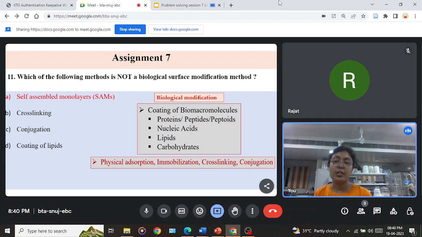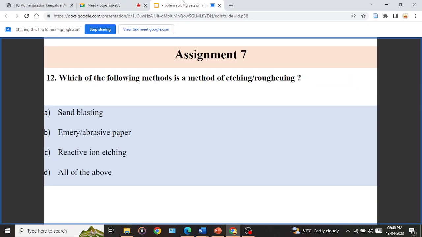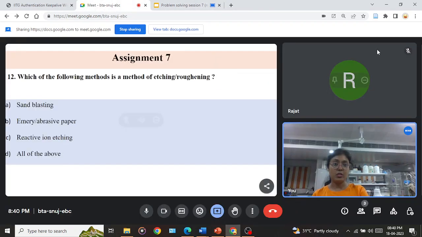right? All the three options B, C, and D, cross-linking, conjugation, and immobilization, are physical adsorption methods through which this biological modification takes place. Coating of biomacromolecules involving proteins, peptides, peptoids, nucleic acids, lipids, and carbohydrates all come under biological modification techniques. Right? So we can move forward to the next question if there is no doubt.